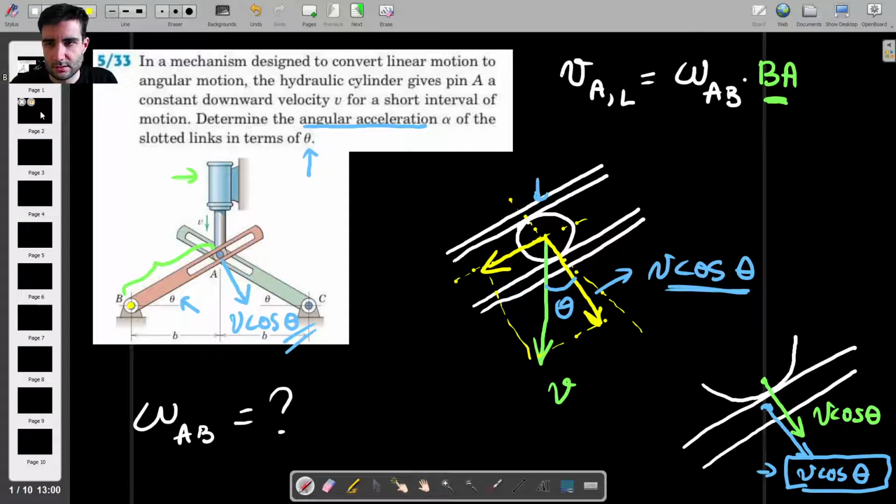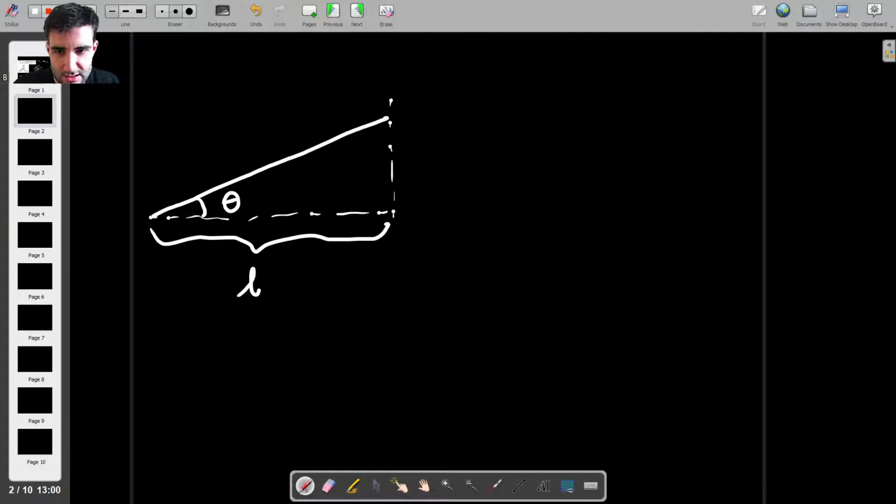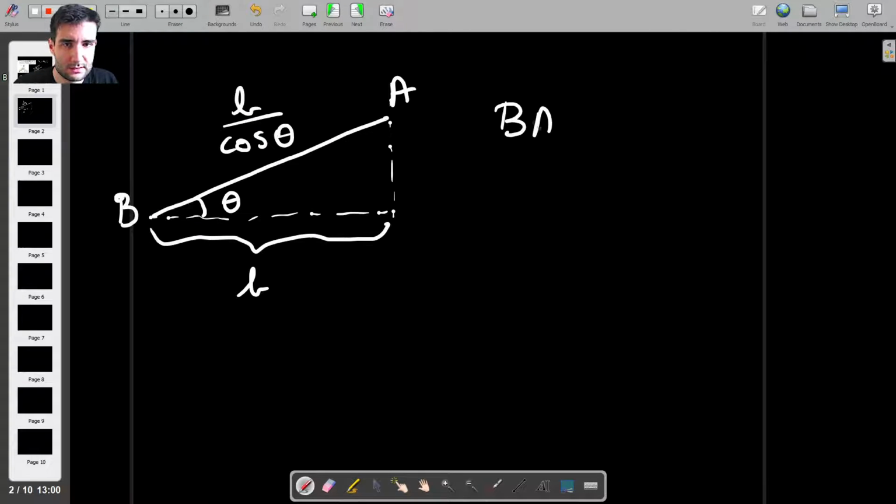So what we're looking at is a link which is inclined at an angle theta with respect to the horizontal, and we also know this distance here is b, meaning that this distance is b over cosine theta. Okay, so distance BA is b over cos theta.